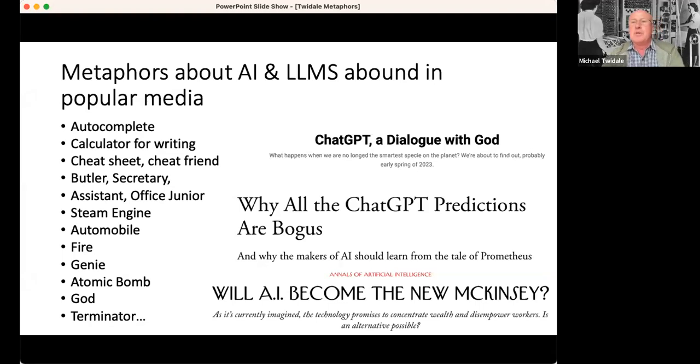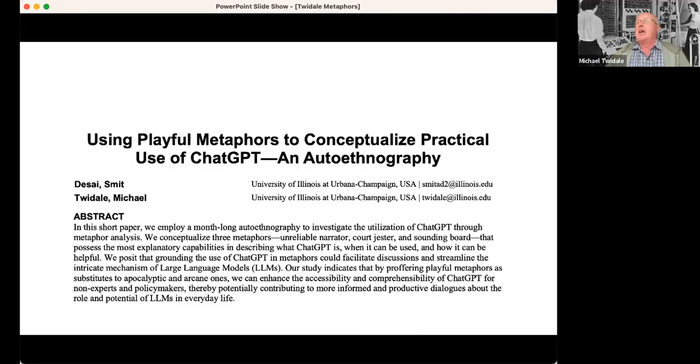And then there are the doom and gloom articles you may have read. It's like fire. It's like the steam engine. It's going to change the whole economy. It's like the automobile. It's like a genie that's let out of a bottle. It's like an atomic bomb. It's like God. It's like the Terminator. So all these metaphors, some helpful, some unhelpful, some very scary. Each one of them only describes one aspect, one perspective of these very complicated things, but they are complicated. So lots of metaphors can actually help if they're useful.